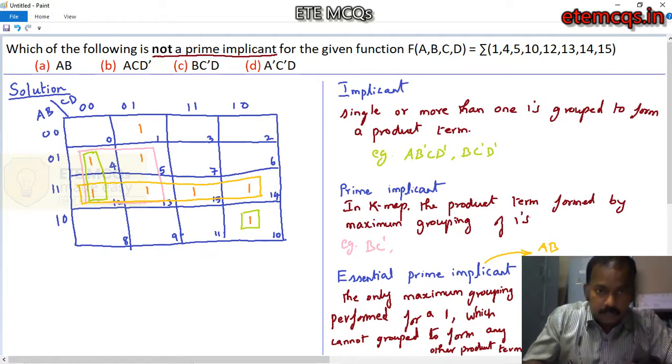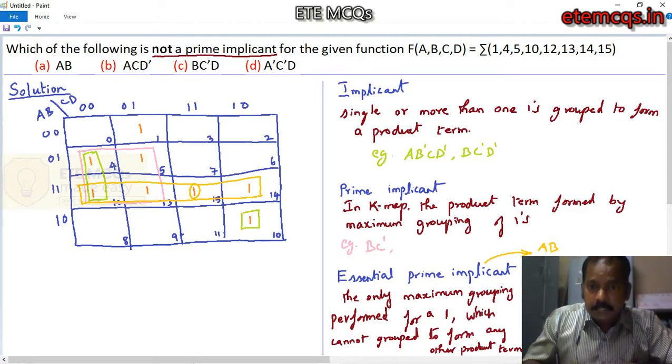Because if you consider this one, you just notice, in order to group this one, this is the perfect maximum number of ones you can group. So this is the essential prime implicant. This is an implicant as well as an essential prime implicant. So this again, B C dash is also an essential prime implicant. It is both prime implicant as well as essential prime implicant.